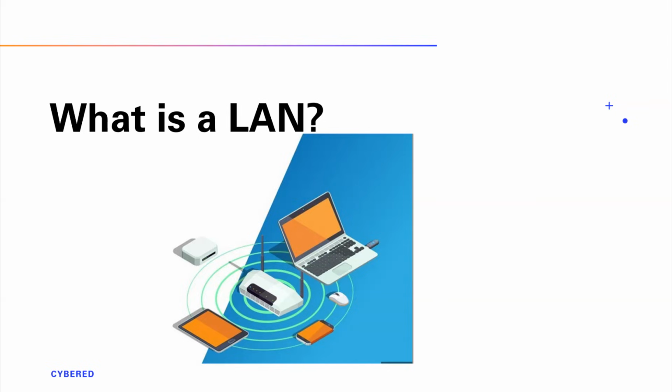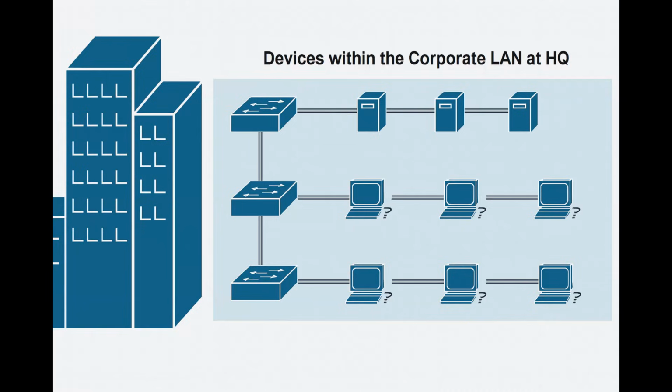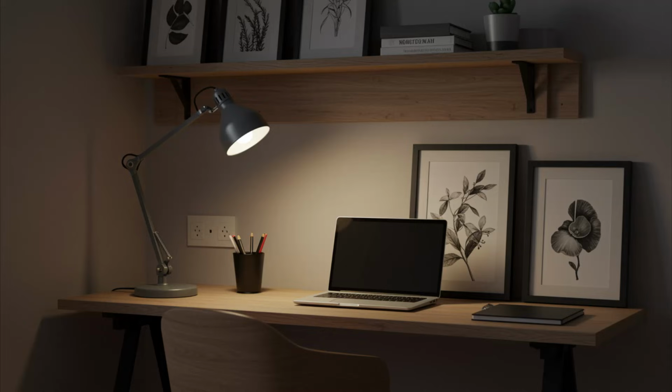Local area network. A LAN is a small network contained within a limited physical area, such as a home, office, or a single building. For example, imagine ACME's headquarters. All devices in that building, computers, printers, servers, and storage, connect to the same LAN. Employees can print documents, share files, and access applications hosted on local servers.